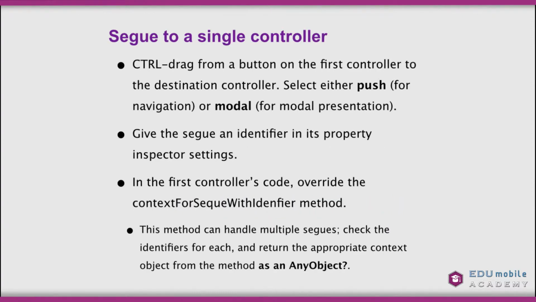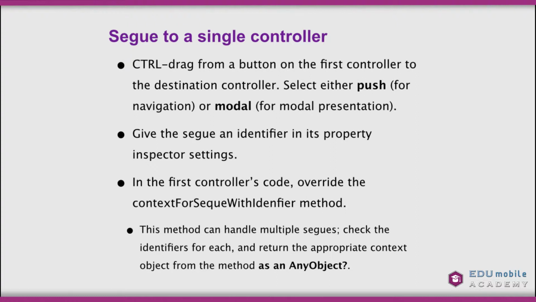So in segueing to a single controller, the first step is to control drag from a button on the first controller to the destination controller, and we select either push for navigation or modal for modal presentation. We give that segue an identifier in its property inspector settings. In the first controller's code, we override the contextForSegueWithIdentifier method. This method can handle multiple segues in the same way as the corresponding method in iPhone or iPad development handles multiple segues.